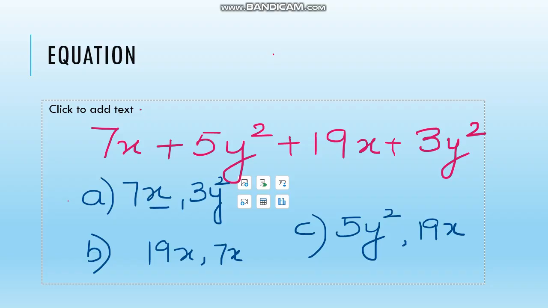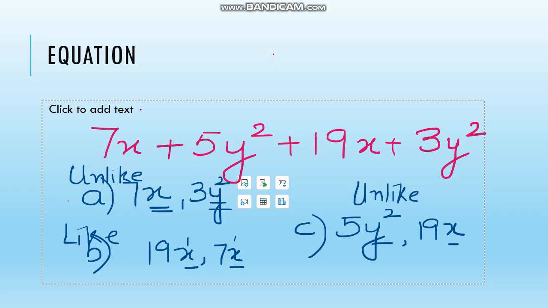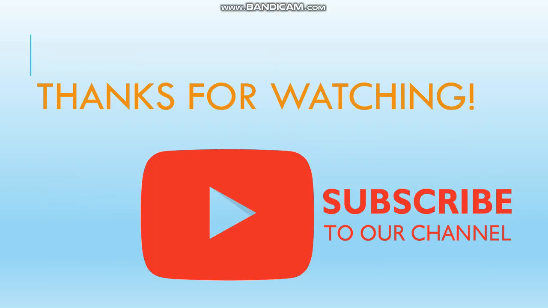7x, here the variable is x. 3y square, the variable is y square. The variables are different, hence these are unlike terms. These are not like terms. 19x and 7x are like terms. Exponents are the same. Both of them have exponent 1 each, hence like terms. y square and x, the variables are different, hence unlike terms. This is all about like terms and unlike terms.